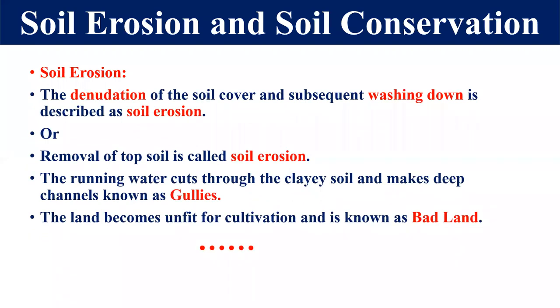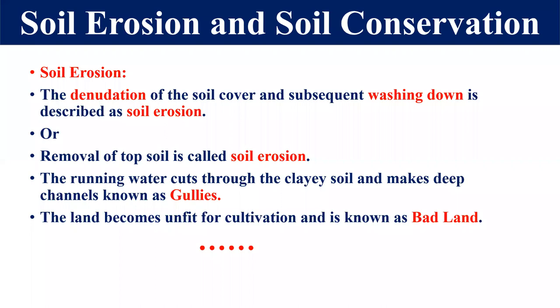Simply, the removal of the topsoil is called soil erosion. It's a simple definition. The upper layer of the soil, which is covered, is washed down by different agents, like human activities, by water and other things. So the removal of the topsoil is called soil erosion, right? Now, dear student, sometimes it is done by running water also.